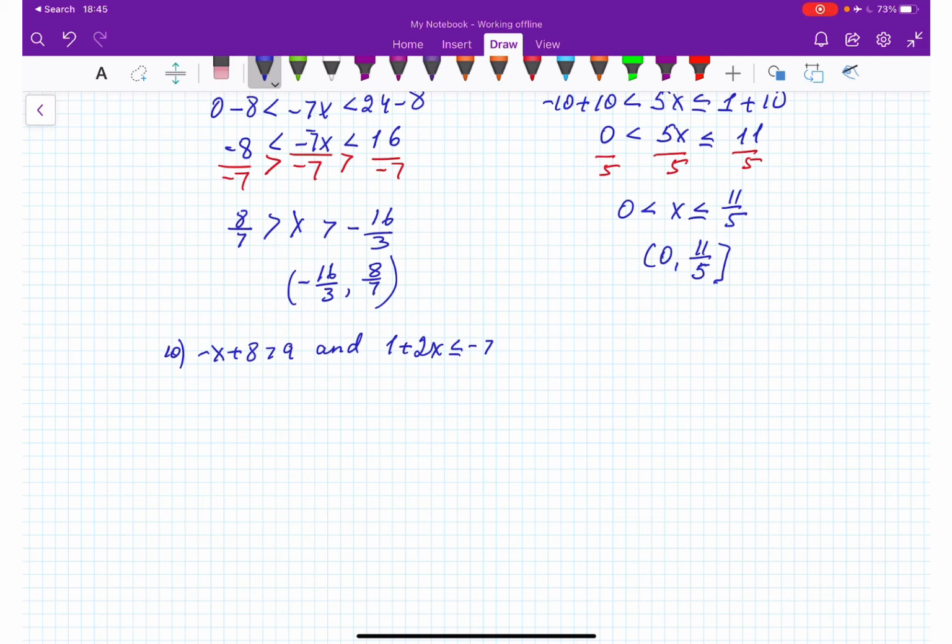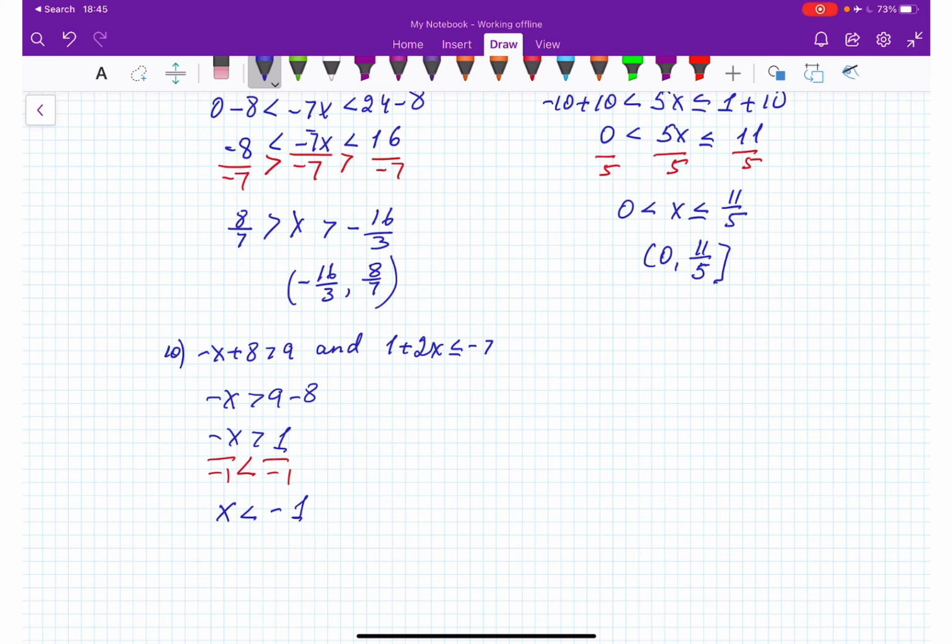So what do we have here? Negative x greater than 9 minus 8, right? Negative x greater than 1. And since we are dividing by negative 1, we flip the sign also, and we are getting x is less than negative 1.